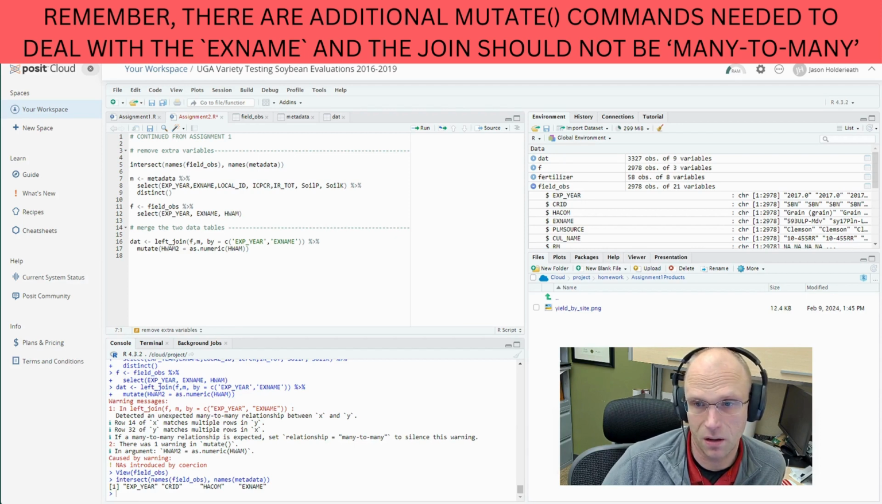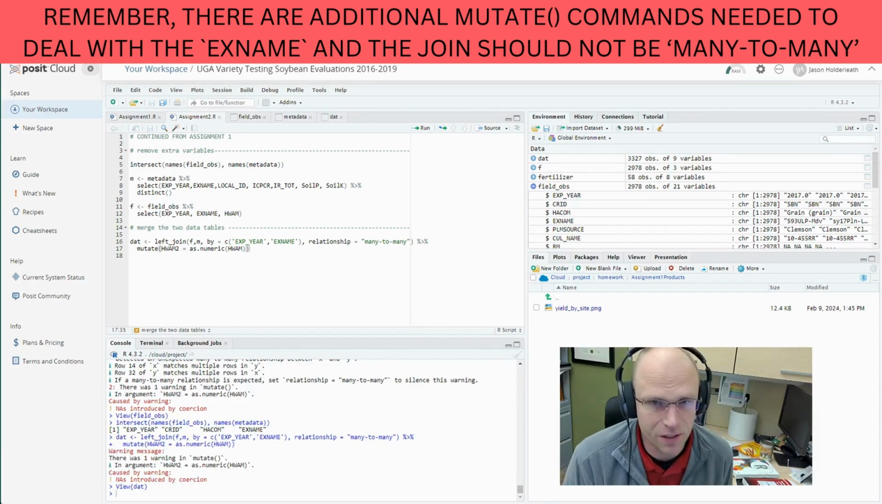CRID looks like the crop code. All of those are going to be soybeans no matter what, because it's soybean data. So that's probably not the ticket. What about HCOM? And again, harvest grain, probably not the ticket. We've got our experiment name and our experiment year. We have to look deeper.